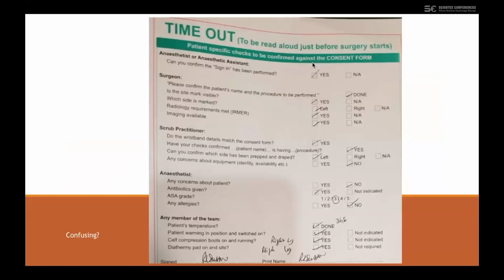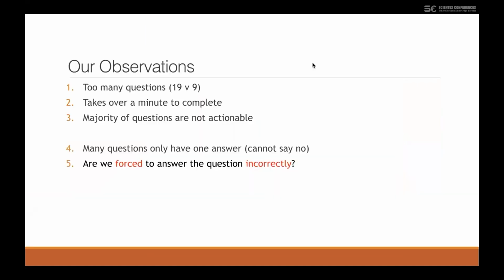This is a copy of our local timeout checklist. It has many questions that are not actionable, and you can only answer yes. There's no options of saying no, for example. So these are our observations. We had too many questions, 19 versus 9. It took over a minute to complete. Most of the questions were not actionable, and they mostly had one answer. You cannot say no.